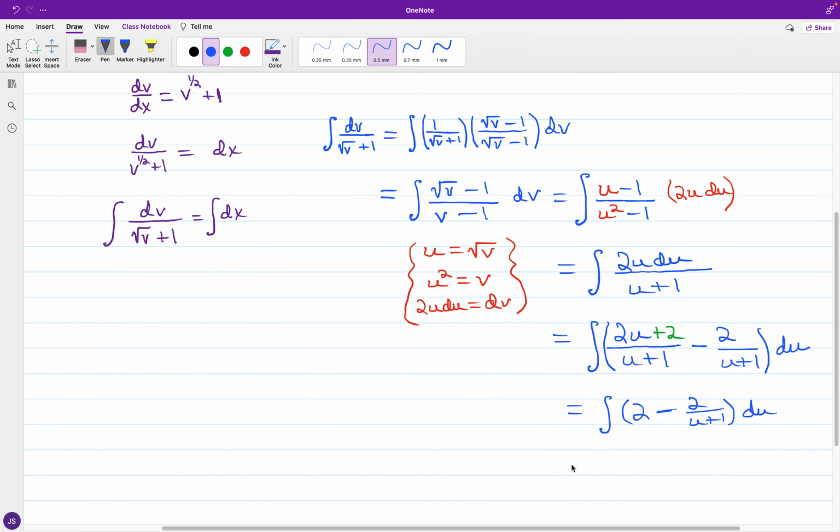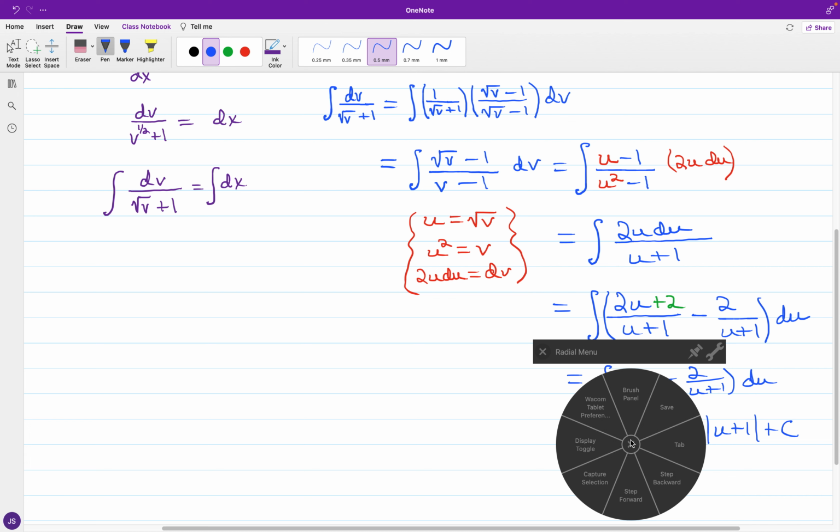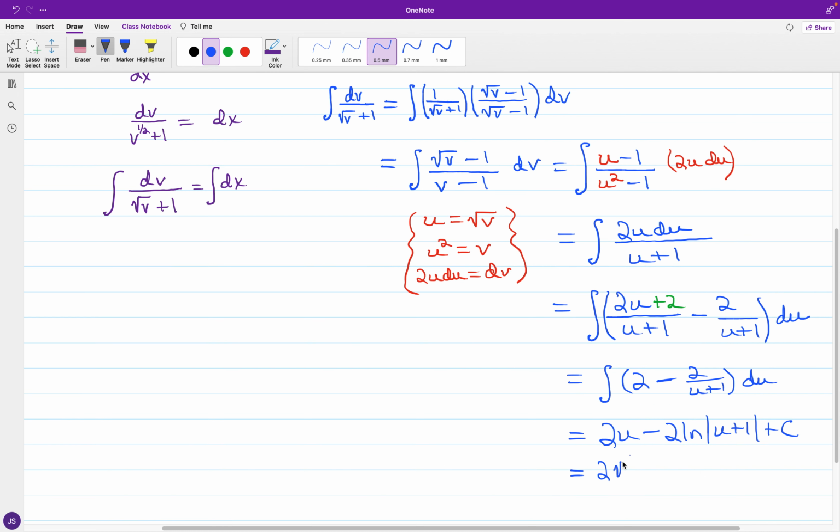du. So we come out to 2u minus 2 times the natural logarithm of the absolute value of u plus 1 followed by the constant, and back substituting, we have 2 times the square root of v minus 2 times the natural logarithm of the square root of v followed by the addition of 1, followed by the constant.